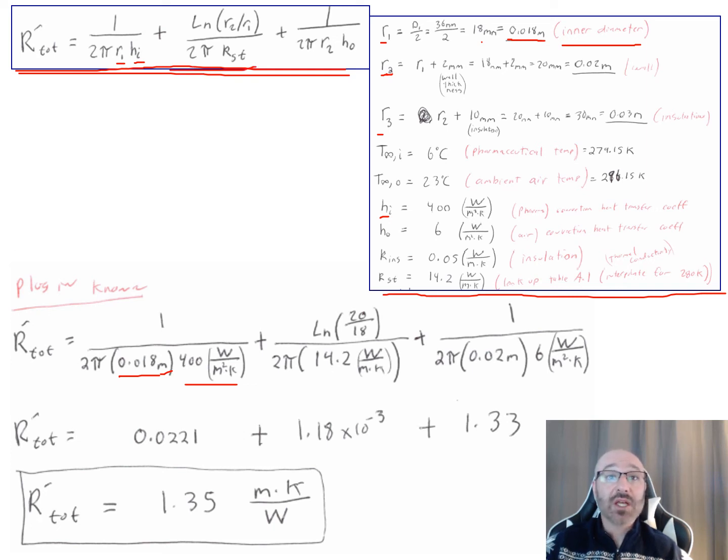Now we move on to our second term right here. We're now dealing with conduction. We have our general equation for conduction. We have our ln of R2 over R1 for the steel, the inner and outer radiuses of that steel, the thickness of the shell, the layer there. So this is R2 over R1, or R2, we come up here, is 0.02 meters, and we have our R1 is 0.018 meters.